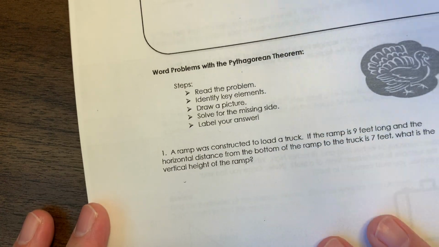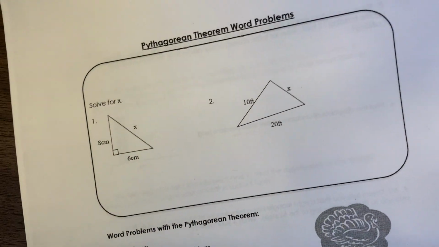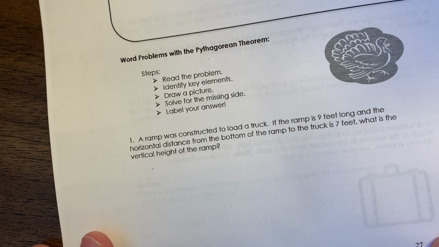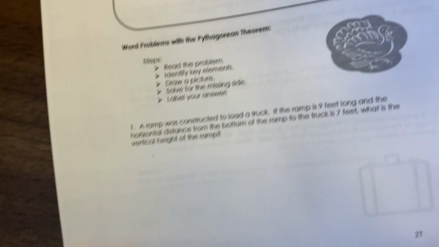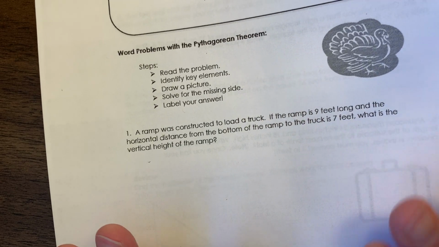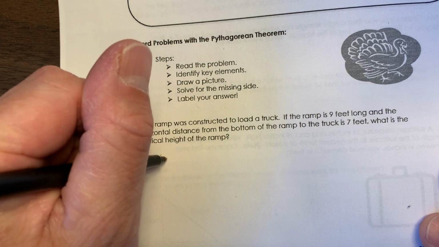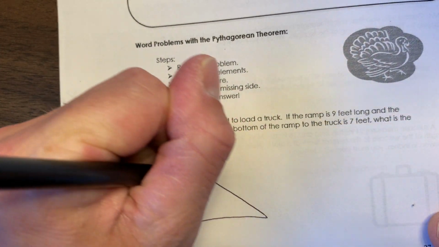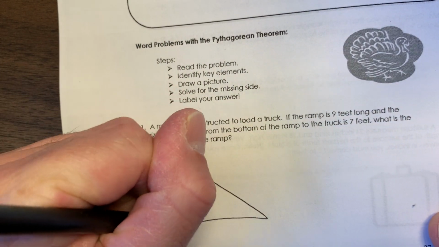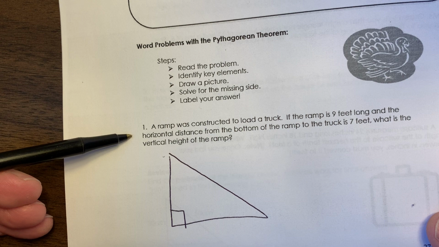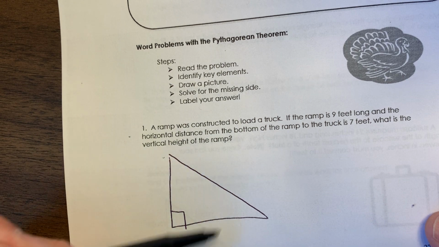All right, I want to get down to, this is page number 5, right? But I want to do 1 or 2 word problems, and then I'm going to be done, all right? And listen, all of the word problems in this Pythagorean theorem thing, they're all a right triangle. Why don't you guys draw a right triangle? All of the word problems are right triangles, all of them.